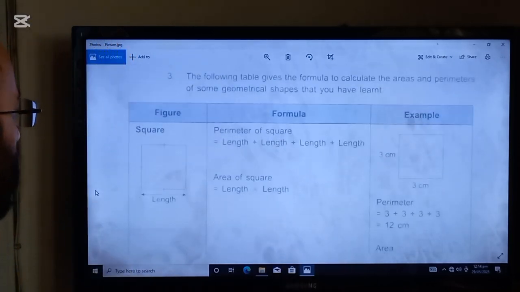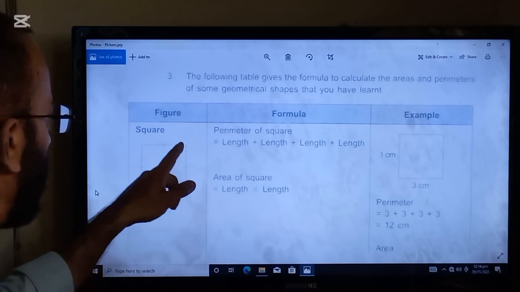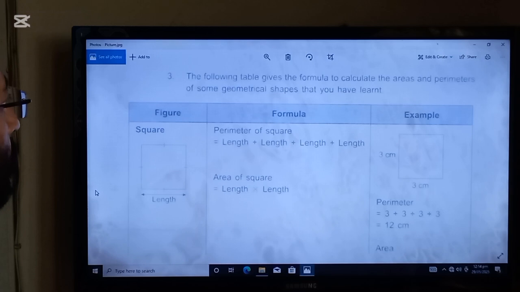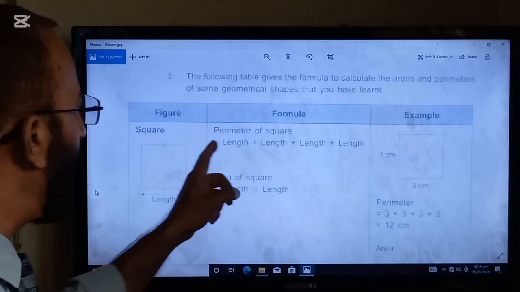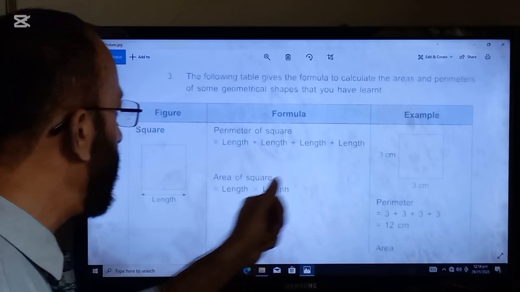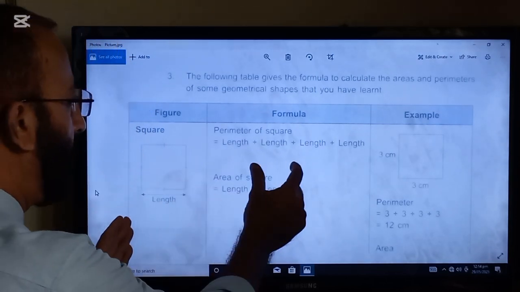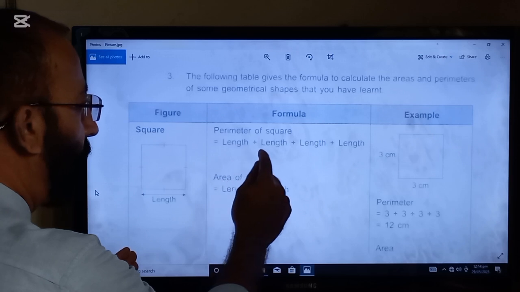Here is the first figure, that is a square in which all sides are equal, each angle is of 90 degrees. The formula for the perimeter of the square is length plus length plus length plus length, that is sum of all outer boundaries, or another formula for this is 4L.